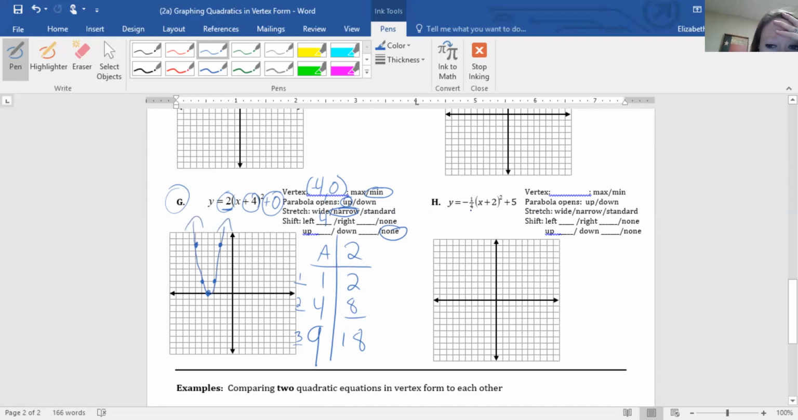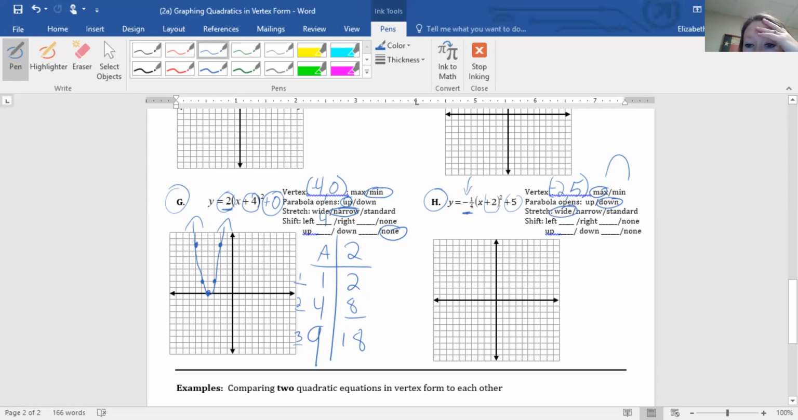Super easy. Let's look at H, because I want you guys to get practice with this fraction here. So my vertex, opposite of H, so -2, K, 5. Does the parabola open up or down? Well, it's a negative, so it opens down. That makes this a maximum, because it's going to look like this. The stretch, this is a -1/4, so it's a proper fraction. It's going to be wide.